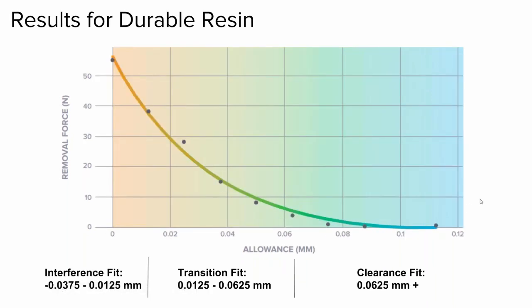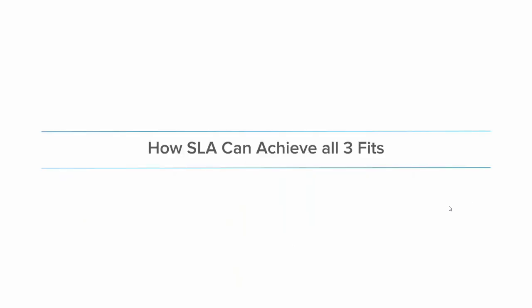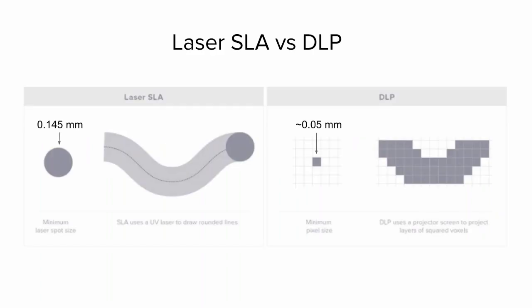And here's the same example with our durable resin. So the ranges are all somewhat similar. It's a little bit broader with the durable resin because the durable resin has a little bit more elongation to it. But either way, they're all in the same range. And why this is really important is what we're going to talk about in the next couple slides, which is how a laser-based stereolithography machine can actually achieve all three of these fits. And that really comes down to how the printer actually works.